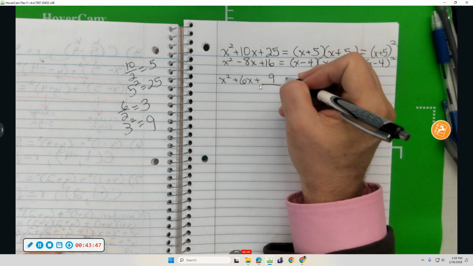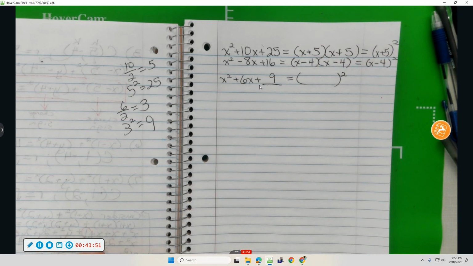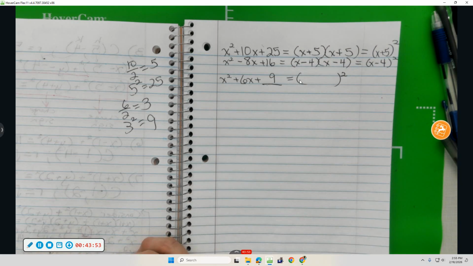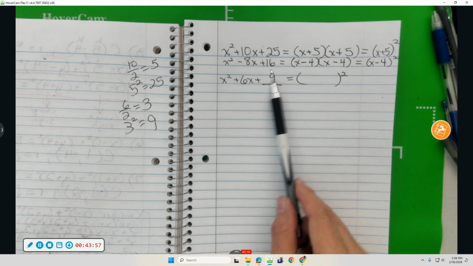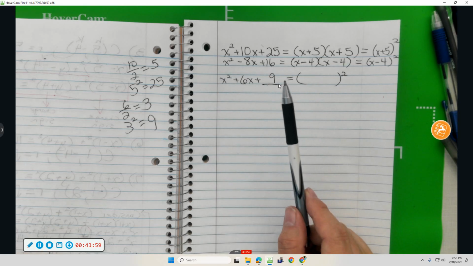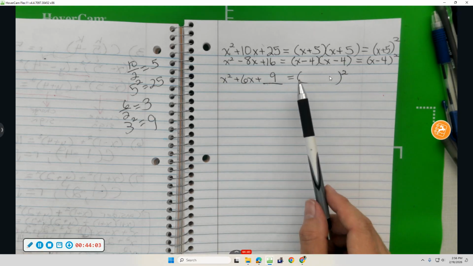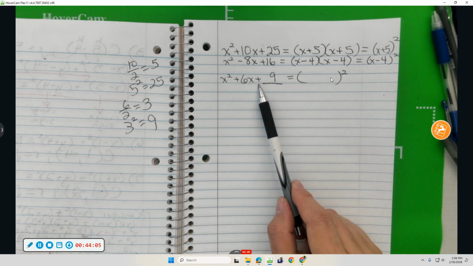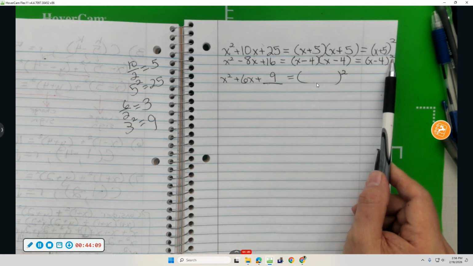What you just did is something called completing the square. By figuring out that number, we've created a perfect square trinomial. Completing the square is a technique used to create perfect square trinomials. How is this going to factor? I'm going to skip this stage and go straight to the squared stage.